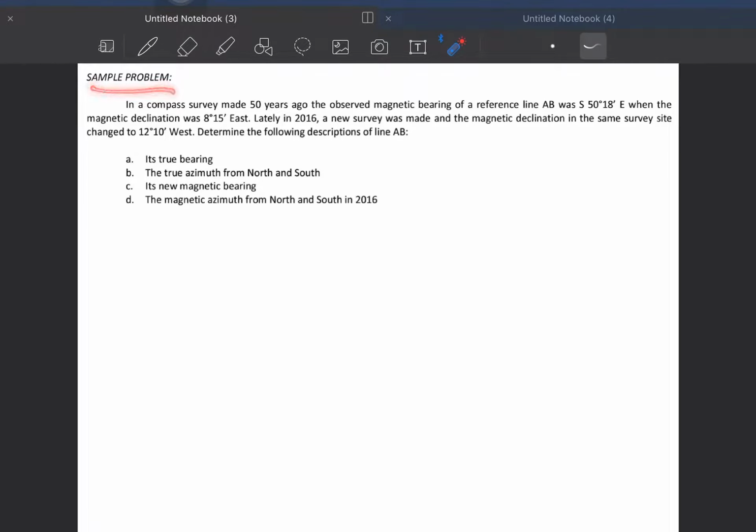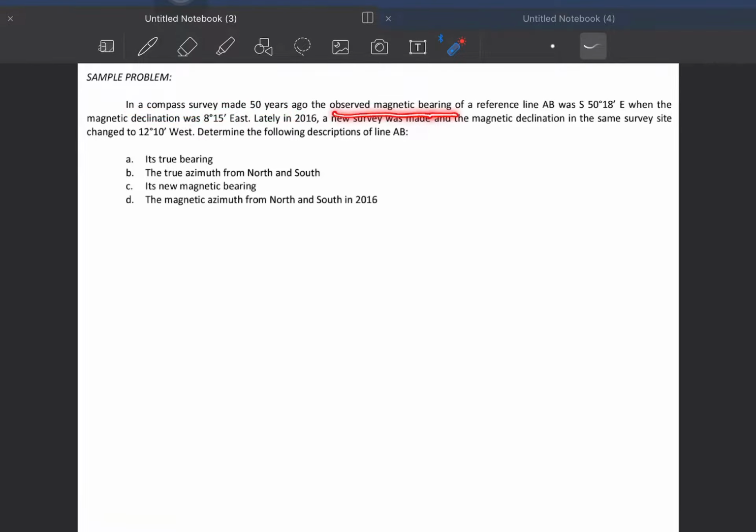Good morning, class. Let's have the magnetic declination problem. So this is in your notes 3. So you have this problem.